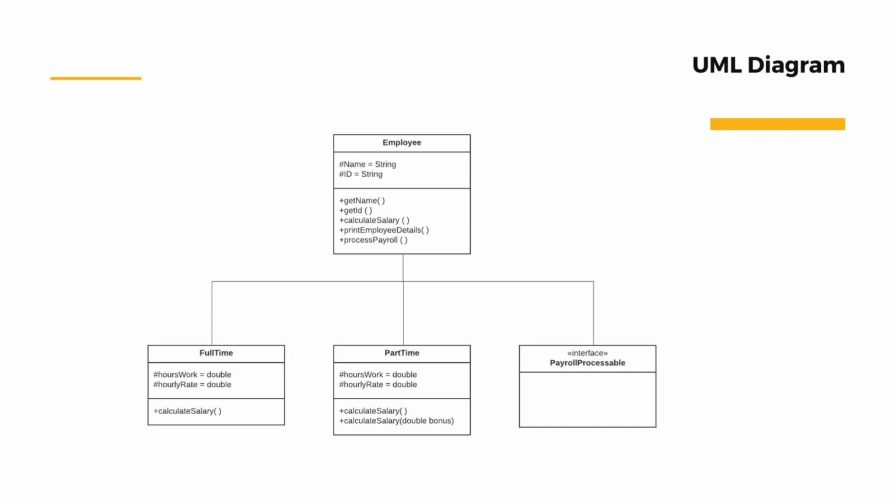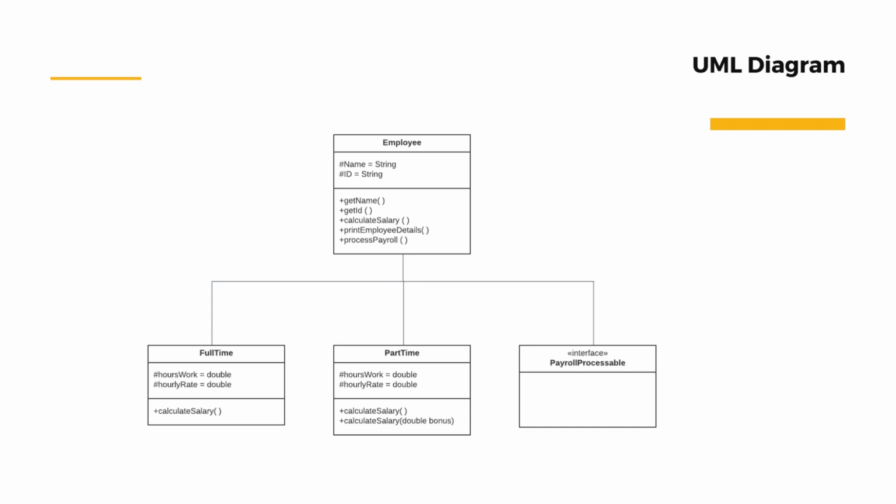For the subclasses, or child classes, I have FullTime first, with double hours worked and double hourly rate, and the content is public calculate salary. The second is PartTime, with double hours worked and double hourly rate, and the content is calculate salary with a double bonus, which means the part-time has a bonus, unlike the full-time. It's the same, but the difference is in calculate salary.